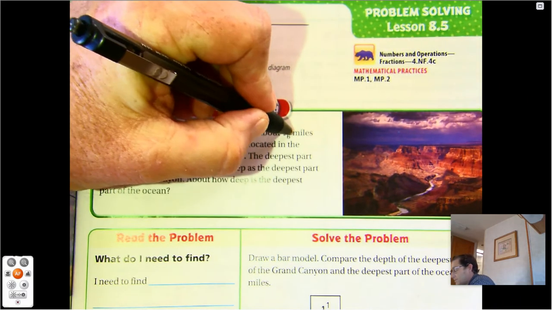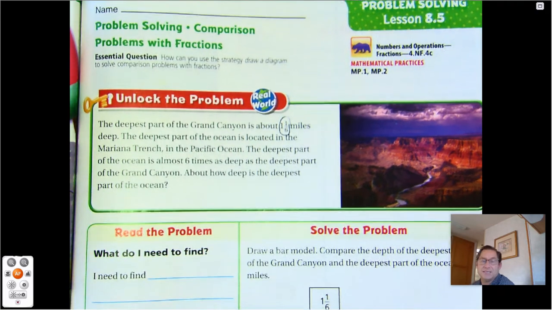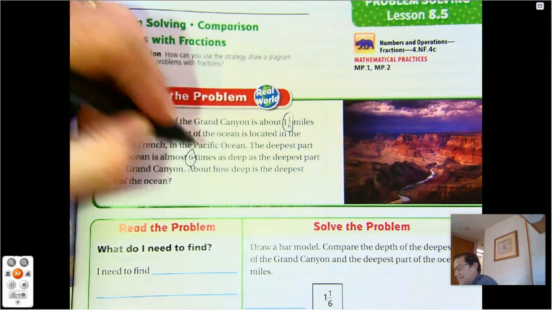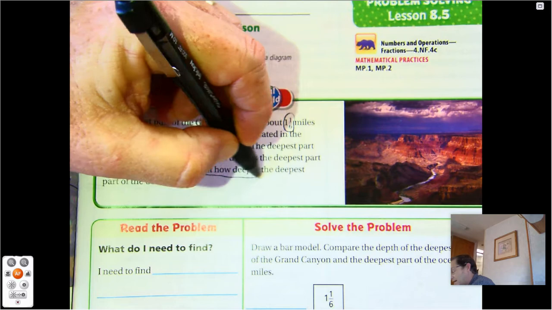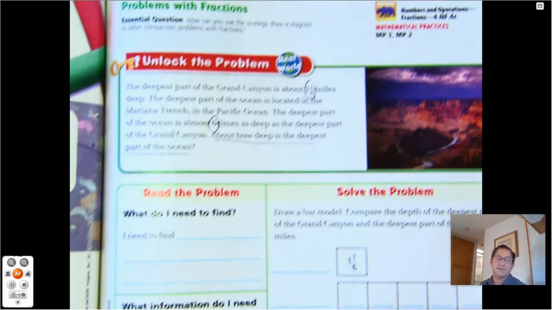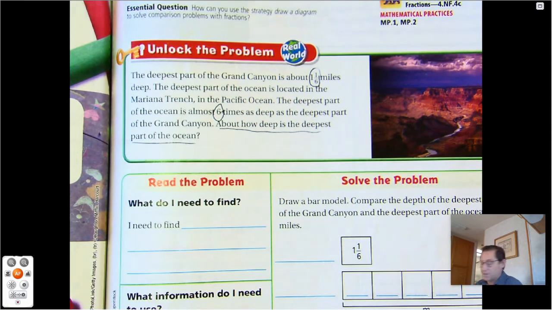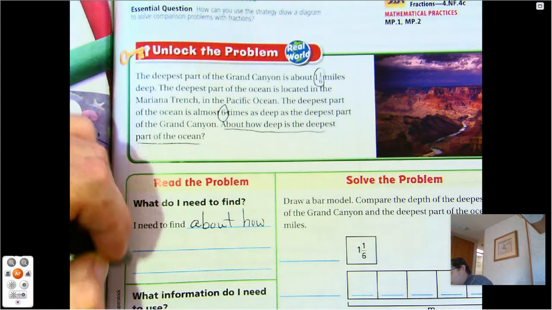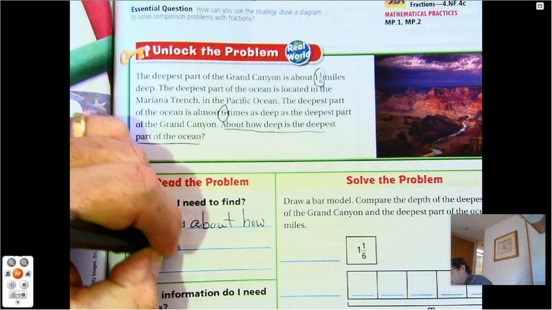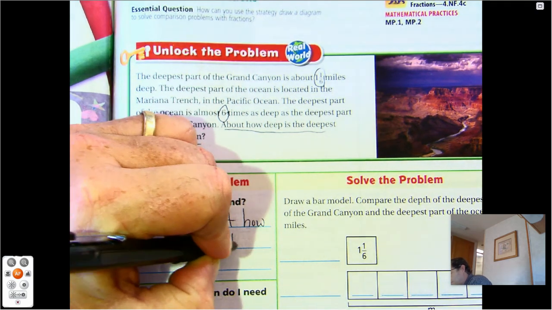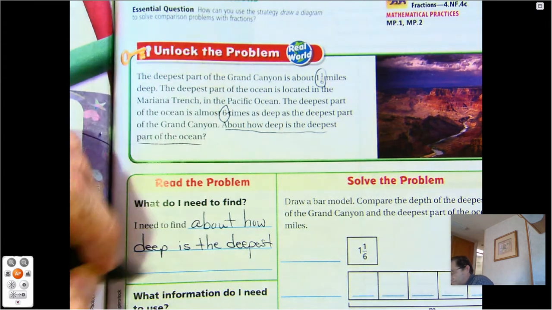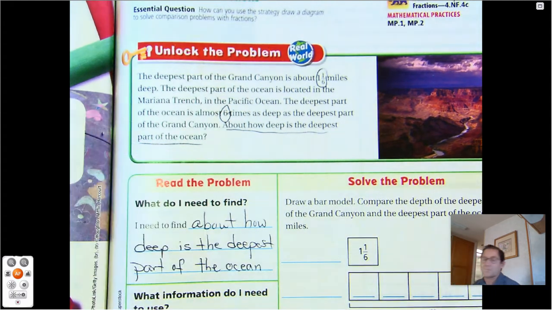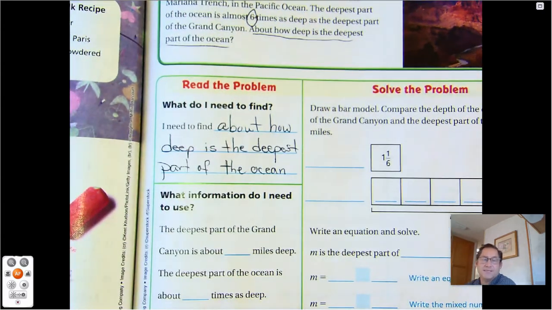Okay, so I need to know that the Grand Canyon's deepest part is 1 1/6 miles, and the deepest part of the ocean is 6 times as deep. And my question is about how deep is the deepest part of the ocean? So what do I need to find? About how deep is the deepest part of the ocean.